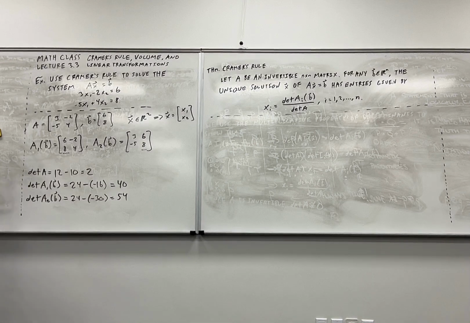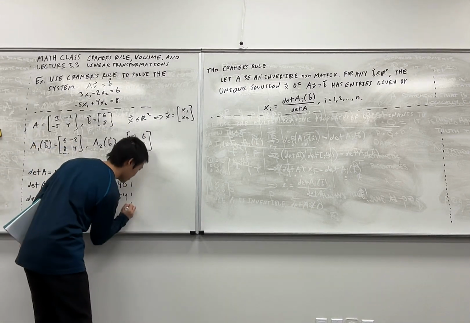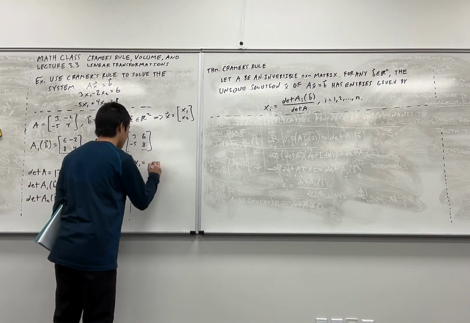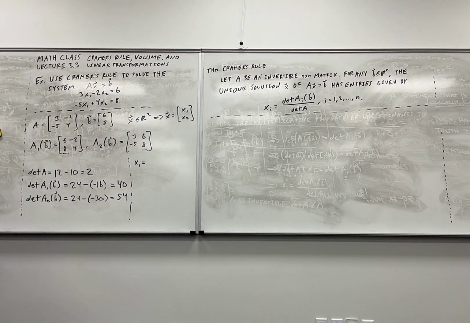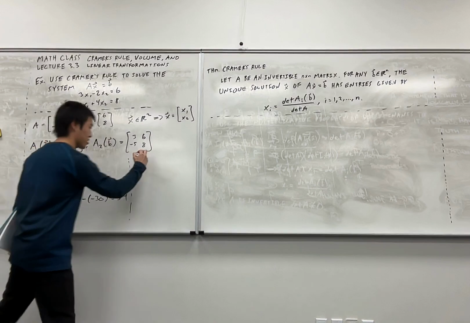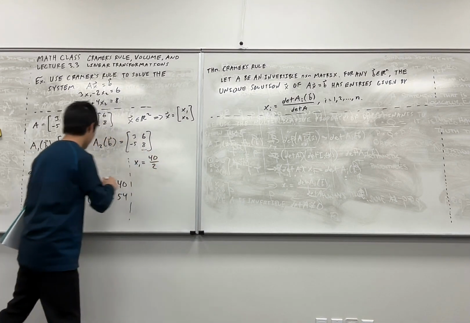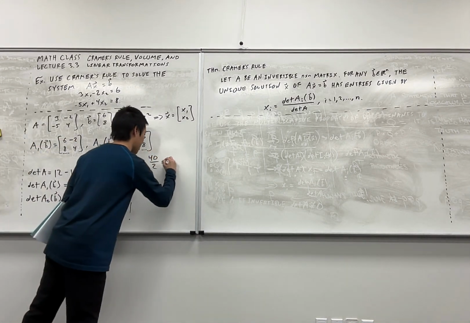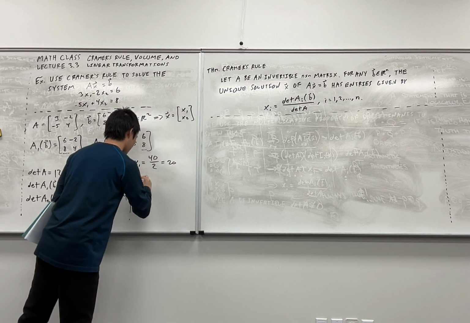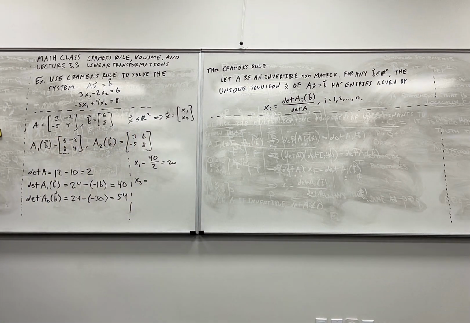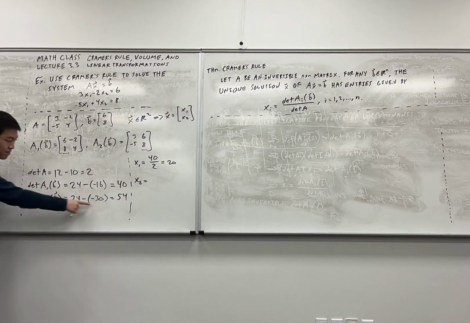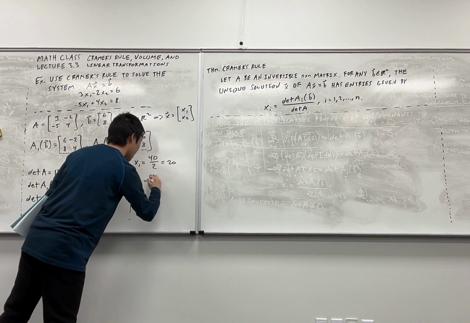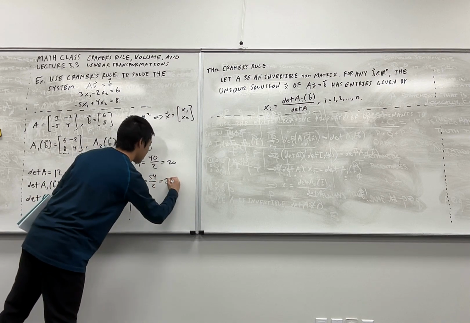Fantastic. Okay, so Cramer's rule tells me that x1 is equal to what? Determinant A1 of b divided by determinant of A. Okay, so what is determinant A sub 1 of b? Well, yeah, A sub 1 here is 40. And I'm dividing it by my determinant of A. So that is 20. X sub 2. Okay, so for x sub 2 in the formula, I need the determinant of A sub 2 of b. So determinant A sub 2 of b is 54. And that's still the same denominator. And that's 27.